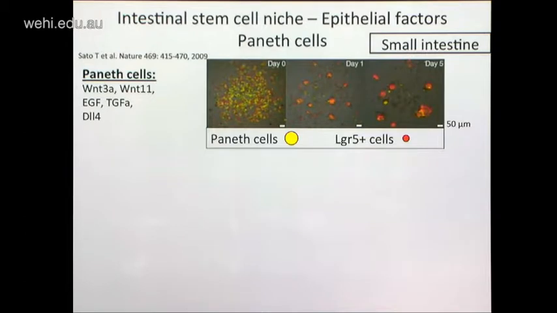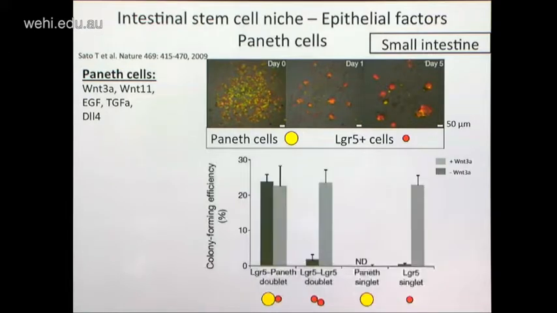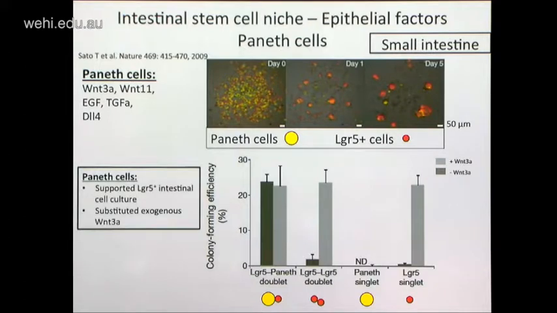This paper showed that when they sorted the Paneth cells and LGR5 stem cells together as doublets and then put them in culture, they found that these doublets form colonies without Wnt. However, with only LGR5 singlets, the colony forming efficiency was very low. However, when they added Wnt back to the culture, you can see more colonies formed, comparable to the LGR5 Paneth cell doublet. So this experiment shows that Paneth cells supported LGR5 intestinal cell culture by substituting for the exogenous Wnt.